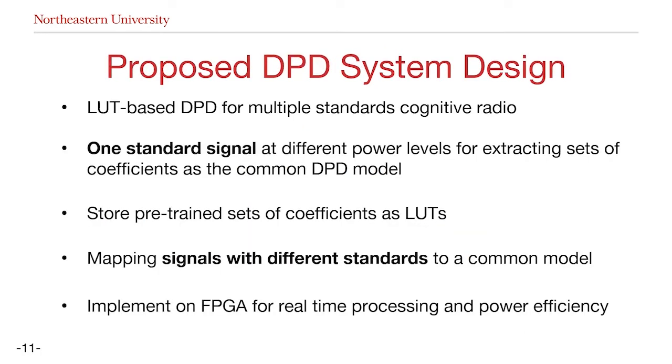So our proposed system is actually a LUT-based DPD system for multi-standard cognitive radio. Only one signal standard, but at different power levels, is used to extract the sets of coefficients as a common DPD model. And then we store these pre-trained sets of coefficients as LUTs. With proper mapping of the signals with different standards, we can have this common model. And after all of this, we can implement it on the FPGA for real-time processing and power efficiency.